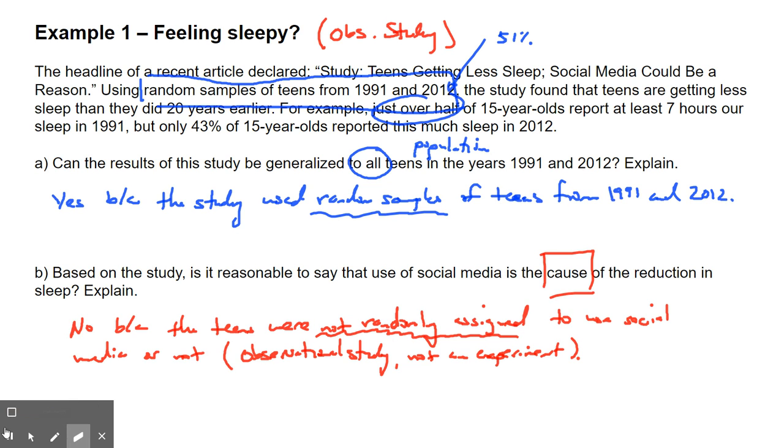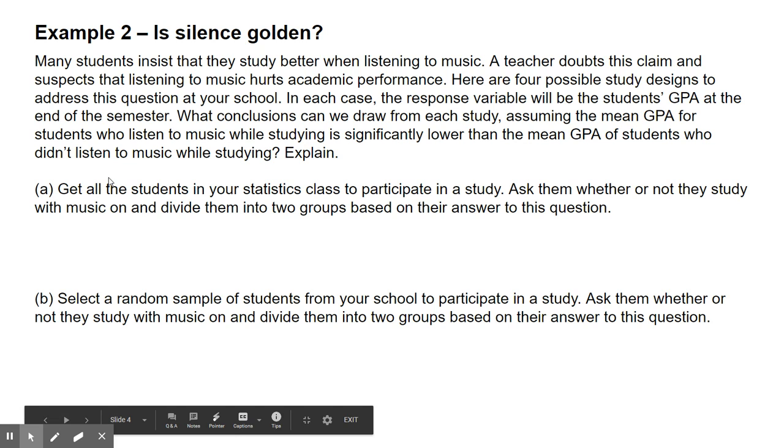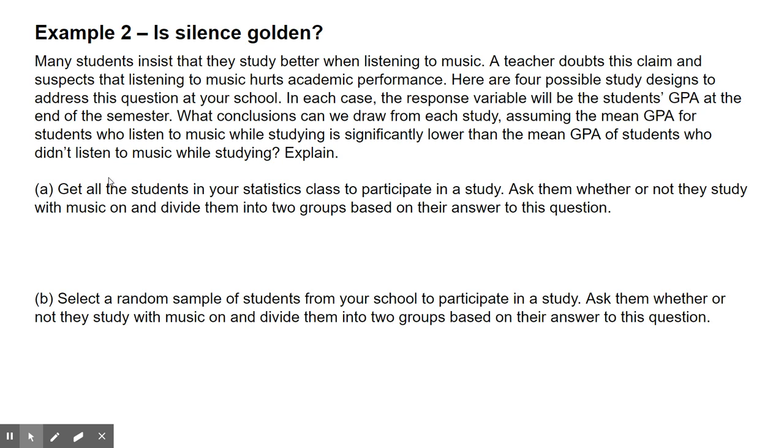Okay, this objective is so important that there's a second example in regards to it. Here it is. Example 2 is silence golden? Many students insist that they study better when listening to music. I think I kind of subscribe to this idea, but again, it's about what music you are studying to. I think there's music that does positively influence studying. A teacher doubts this claim and suspects that listening to music hurts academic performance. Here are 4 possible study designs to address this question at your school.